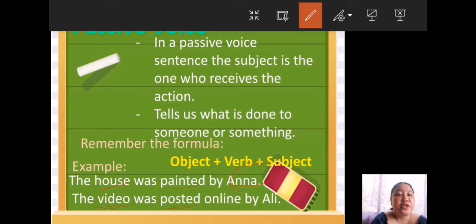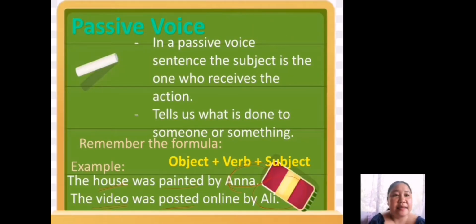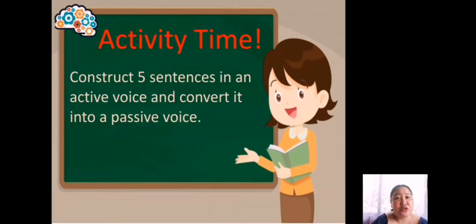Posted. So Ali here is our subject. Okay, I hope you get it. We'll give you 5 minutes to do this task. I want you to construct 5 sentences in active voice and convert them into passive voice. Just test yourself if you really understand. If you haven't, you can always go back to the topic, go back to the discussion, and thoroughly understand the discussion.